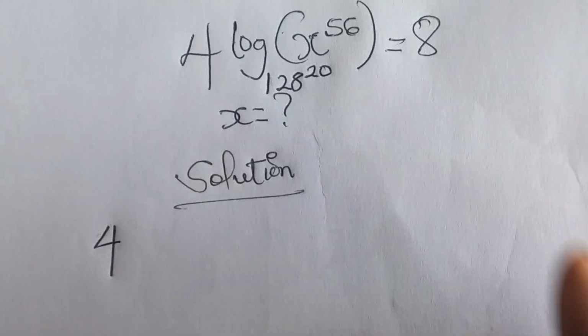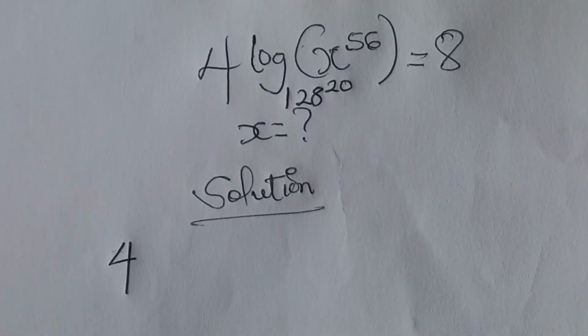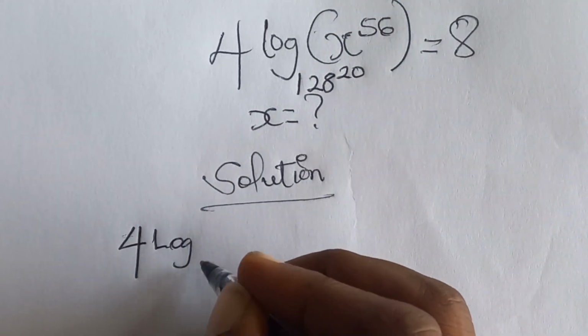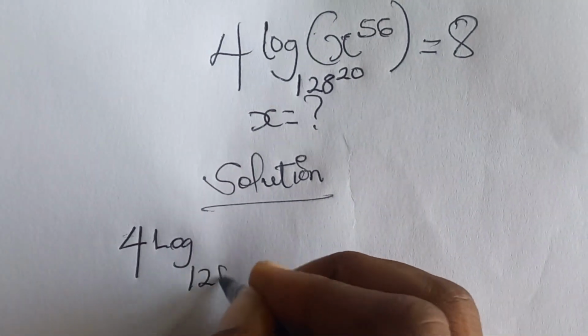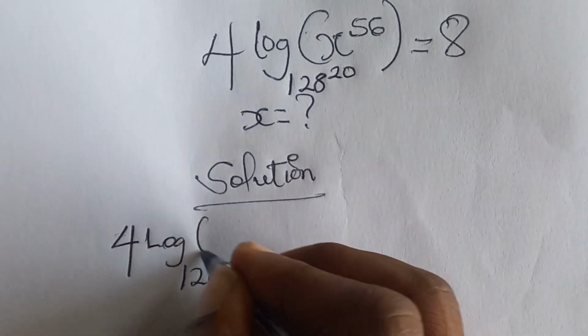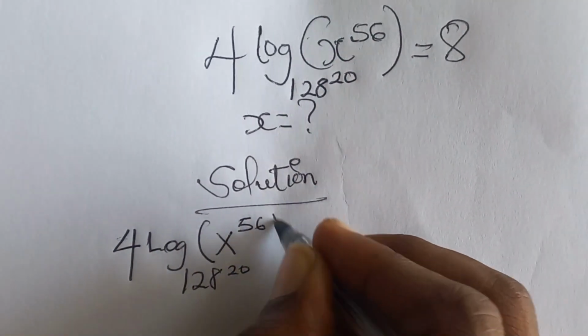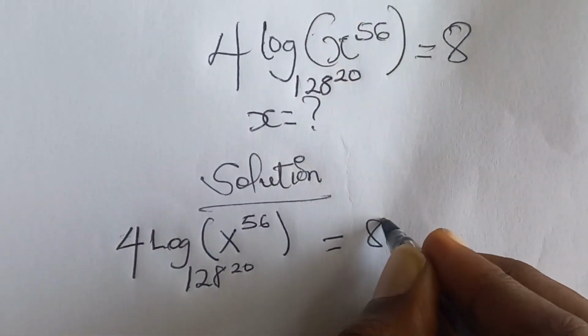So today we are looking at this equation. We have 4 log base 128 of x exponent 56, and it is equal to 8.